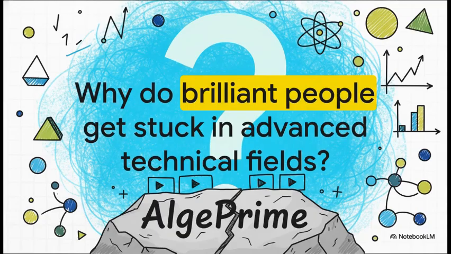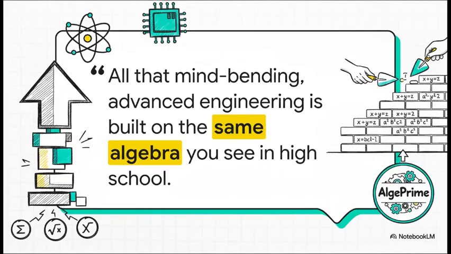So why is that? Why does someone who can grasp these incredible, complex theories in electronics or advanced mechanics suddenly hit a wall? What is this invisible barrier that just stops so many talented people right in their tracks? Well, this quote from a veteran engineer just hits the nail on the head.